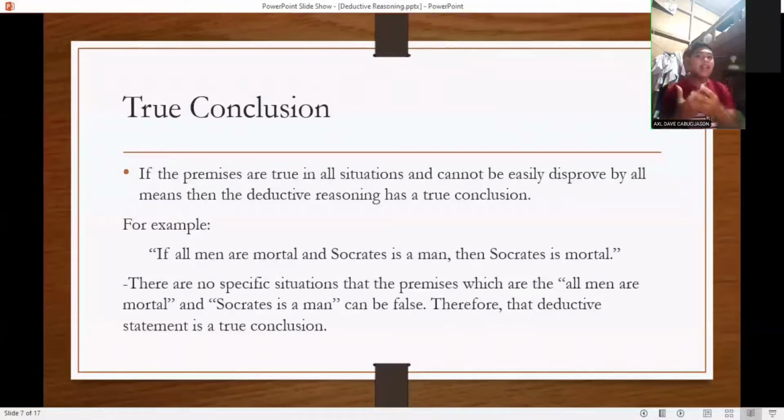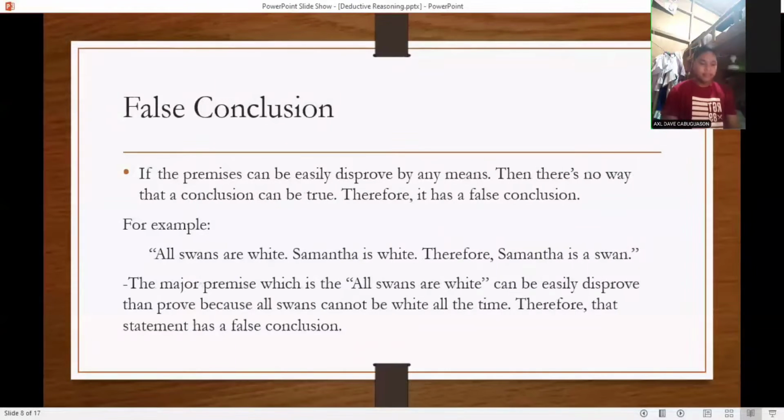Then second, we came up with a minor assumption, which is Socrates is a man. It is very connected with each other. Therefore, it has a strong relationship, and the premises are true in all situations. Therefore, we came up with a conclusion, which is that Socrates is mortal, a true conclusion. So therefore, that deductive statement has a true conclusion.